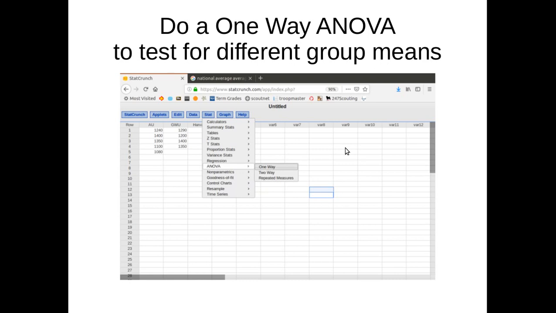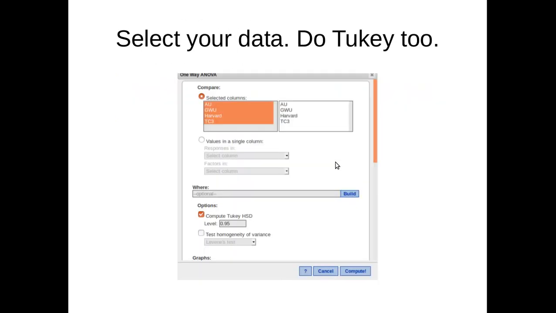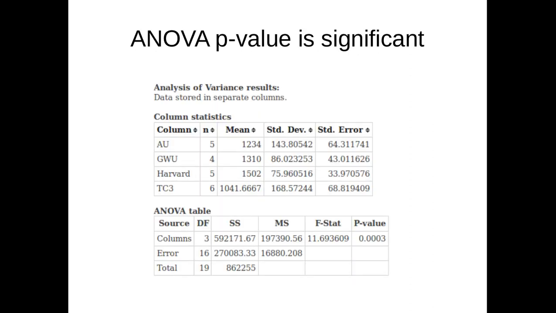We do one-way ANOVA to test for different group means. So you do Stat, ANOVA, One Way. You just do this in StatCrunch, and you select your data, you do your Tukey test, and what do you get? This says the p-value is significant. Right here, this p-value says significance. However, when ANOVA comes out significant, it doesn't tell you which groups are different from each other. So it's somewhat meaningful, but it doesn't help.